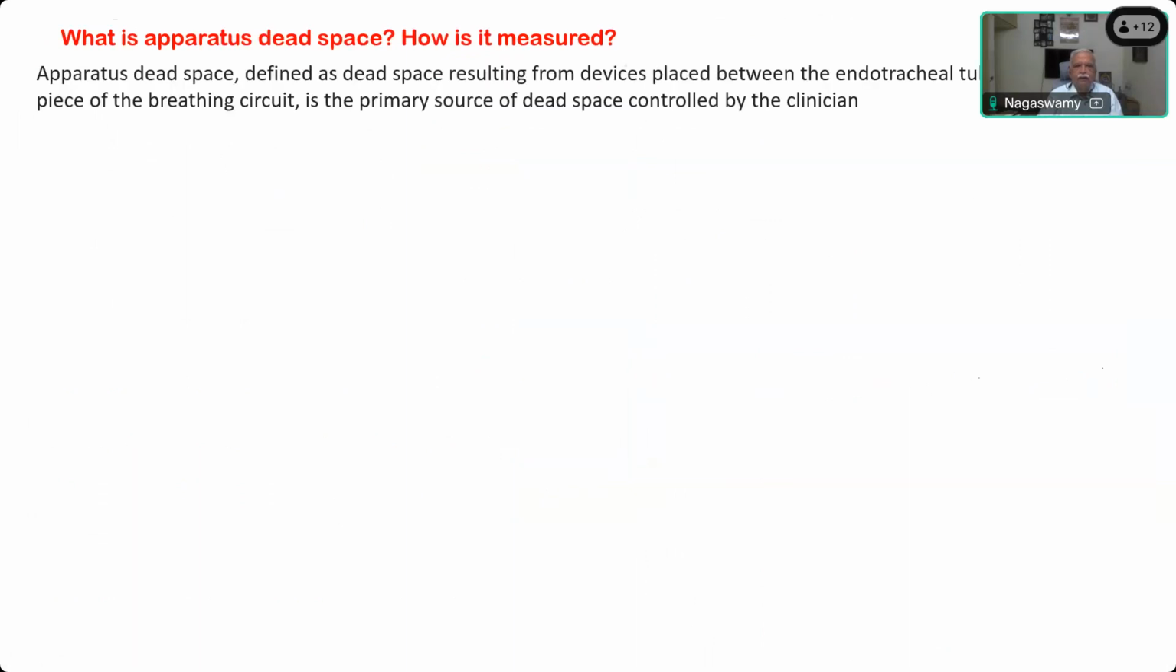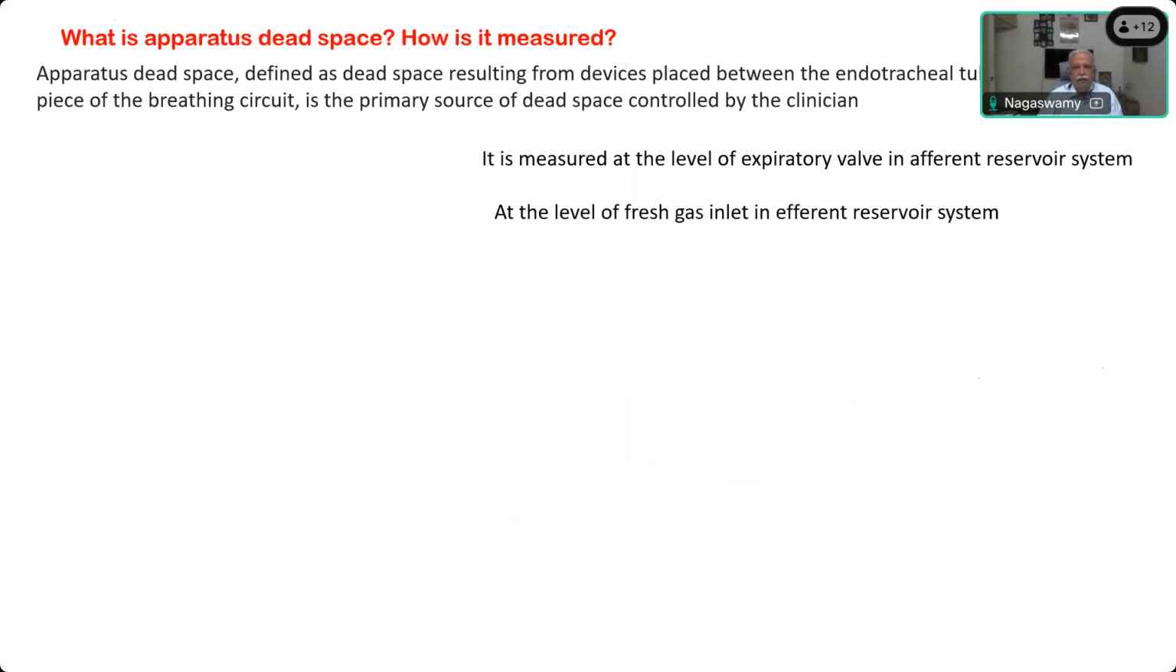It is defined as the dead space resulting from devices placed between the endotracheal tube and the breathing circuit, and is the primary source of dead space controlled by the clinician. Anatomical and physiological dead space we cannot alter, whereas apparatus dead space we can alter, which we will be seeing soon. It is measured at the level of the expiratory valve in an afferent circuit, at the level of fresh gas inlet in an efferent reservoir system, and at the junction of the Y piece in a circle system.